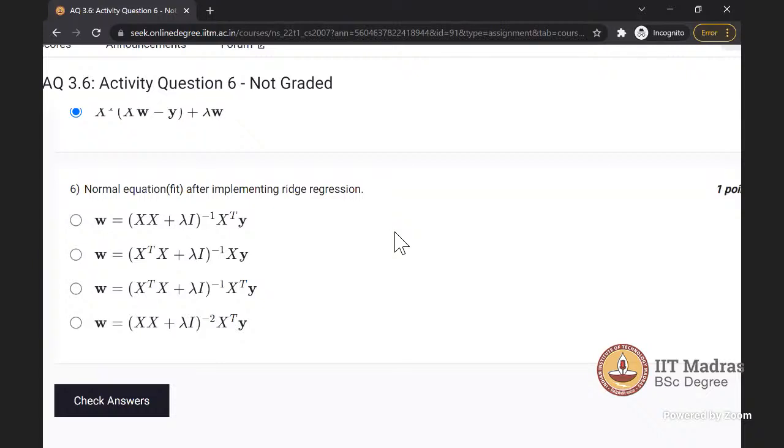C. It's the third option, transpose plus lambda here. Yeah, it could be first or third. Okay, yes, it is the third one.